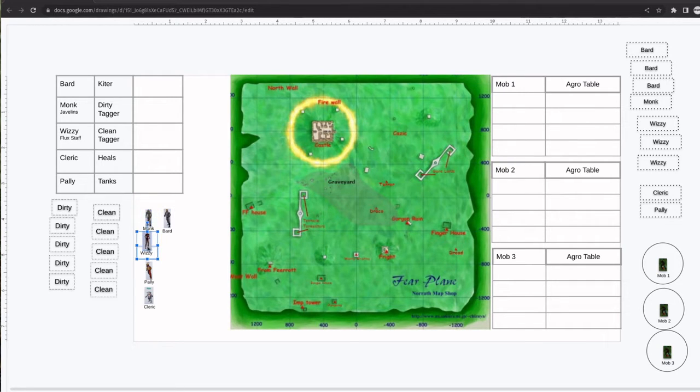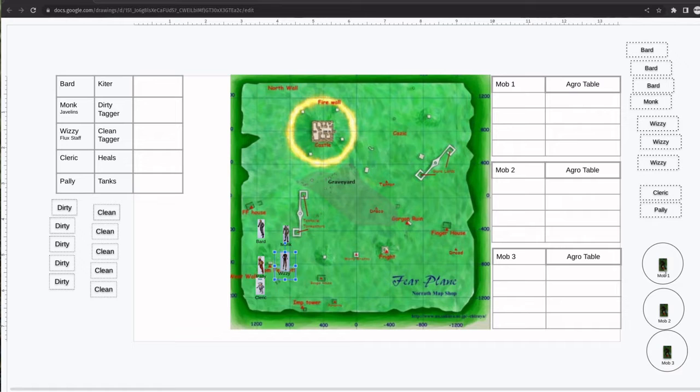The Wizzy's going to be the clean tagger. After the target mob is out of the aggro radius of the kite, the Wizard's going to Flux Staff, and he's going to cleanly pull that mob into the group where we're going to have a Pally and a Cleric down here and all that good jazz. So let's get them all set up here. So we got our Pally, we've got our Cleric, we've got our Bard here who's going to kite, we got the Dirty Tagger, and we have our Wizzy who's going to be the Clean Tagger.